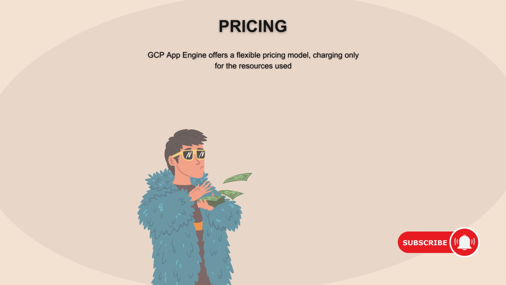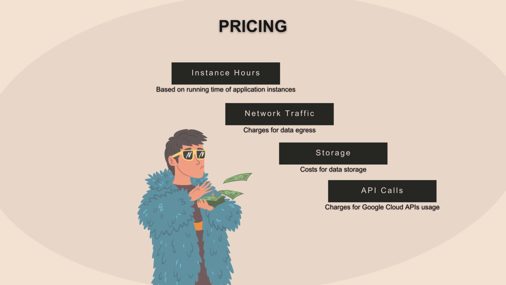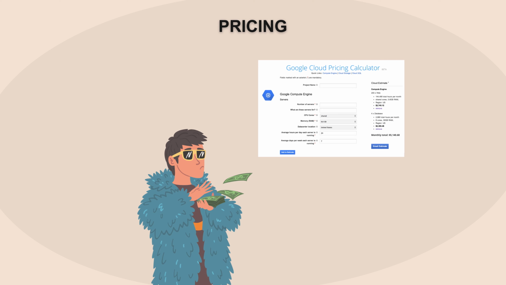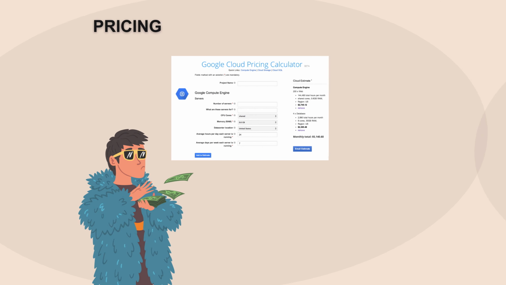GCP App Engine offers a flexible pricing model, charging only for the resources used. Key pricing factors: instance hours, based on running time of application instances. Network traffic, charges for data egress. Storage, costs for data storage. API calls, charges for Google Cloud APIs usage. Use the GCP pricing calculator and review the pricing documentation for detailed information.